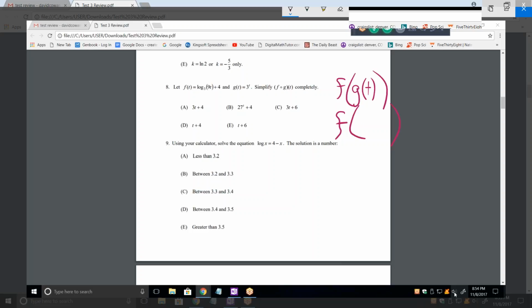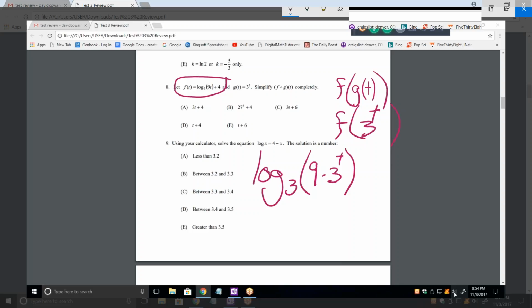3 to the t. That's g of t, right? And now, if f is equal to that, what is f of 3 to the t equal to? How do I solve? Log. Okay. Log base 3. Log base 3. 27. No, not yet. It's 9 times 3 to the t, which is not the same as 27 to the t. And then plus 4.